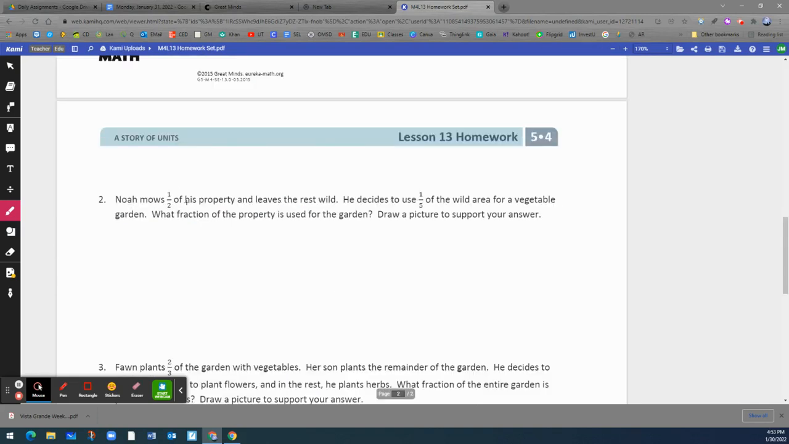Noah mows 1/2 of his property and leaves the rest wild. All right, let's look at our information. He mows 1/2 and leaves the rest wild. That means he doesn't touch the rest of it. And then he decides to use 1/5 of the wild area for a vegetable garden. The question is, what fraction of the property is used for garden? Draw a picture to support your answer.